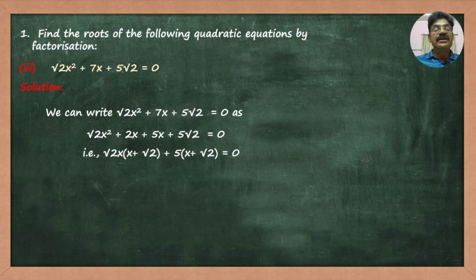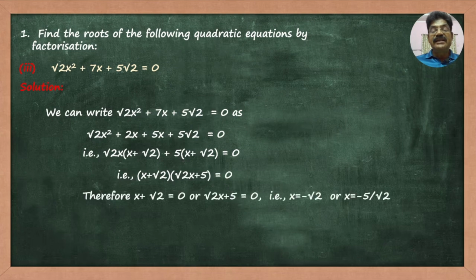So when you take root 2 x common in the first two terms, you will be left with x plus root 2. Similarly, 5 is common in the last two terms. You take it outside, you will be left with x plus root 2. So this can be written as x plus root 2 into root 2 x plus 5 is equal to 0. Therefore, either x is equal to minus root 2 or x is equal to minus 5 by root 2. Therefore, the roots of the equation are minus root 2, minus 5 by root 2.